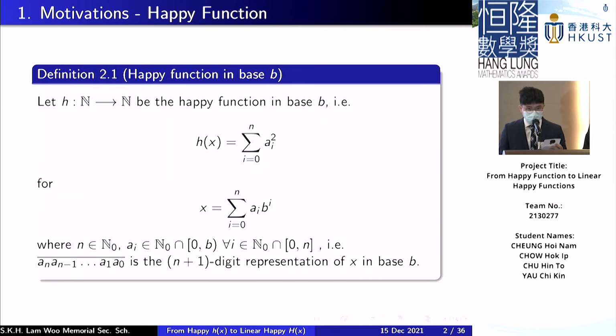The happy function small h(x) is a function that maps positive integers to the sum of the squares of its digits in base b representation. If an input x returns 1 after some iterations, it is called a happy number. This problem has already been solved by mathematicians. Therefore, our team would like to investigate some generalizations.